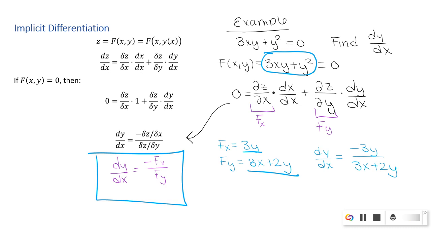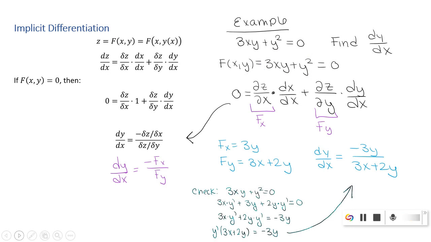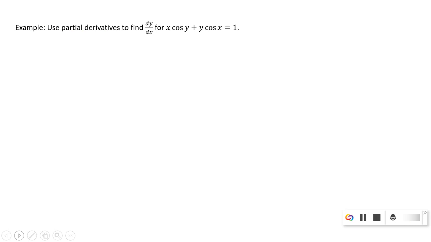So let's do another example. I did actually write down on the screen how you would do this implicitly, so feel free to pause and take a look at that if you're interested. But in my next example, I just want to focus on this using the chain rule, this new method. So here's the problem I want to solve. Use partial derivatives to find dy/dx for x cosine y plus y cosine x equals 1.